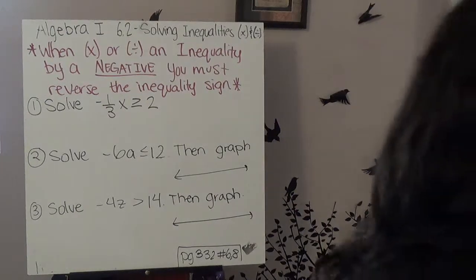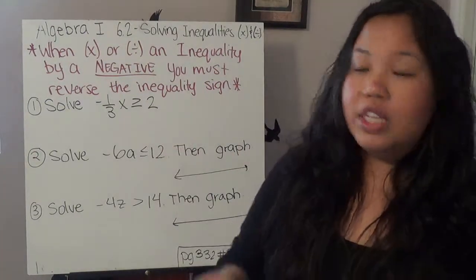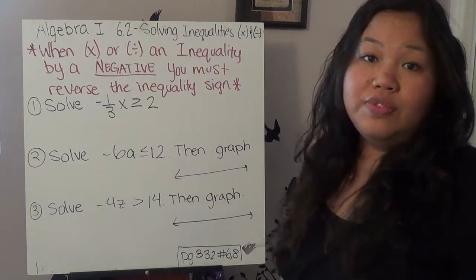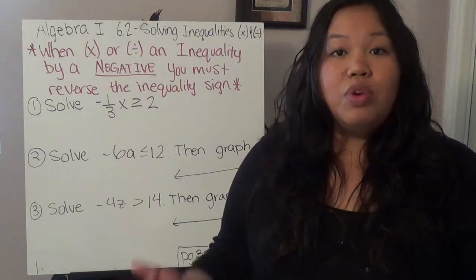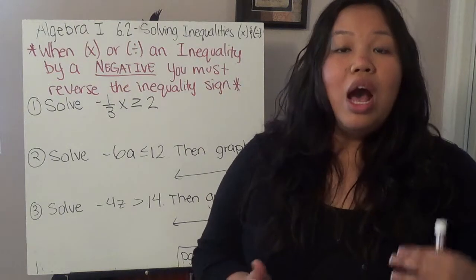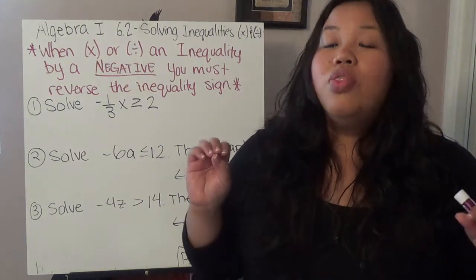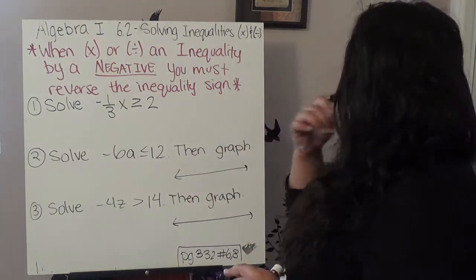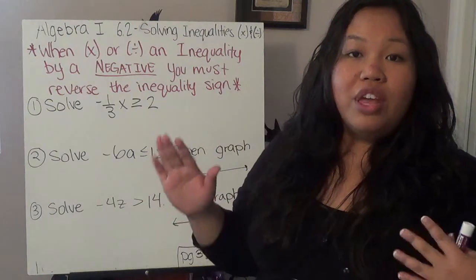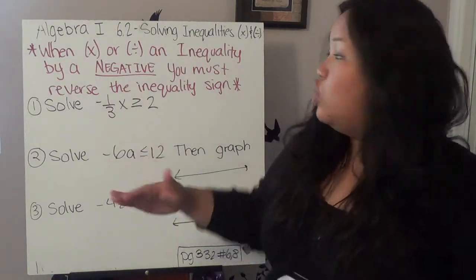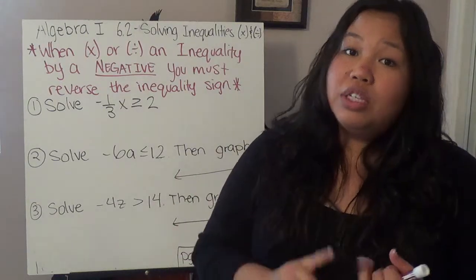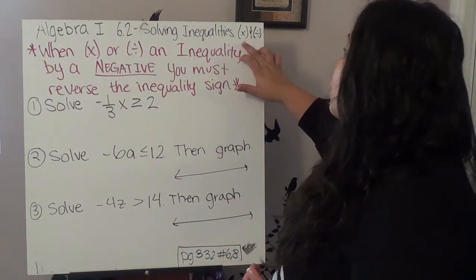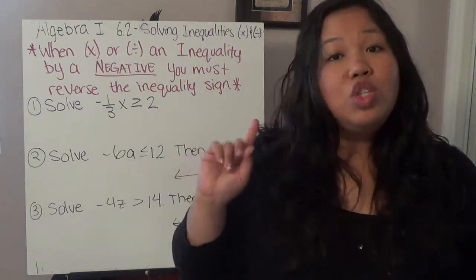Algebra 1 6.2, we're dealing with solving inequalities with multiplication and division. The last section we dealt with was just addition and subtraction. When you're solving with addition and subtraction, I told you in the last video that all of the rules apply, if you pretend it's an equal sign. So you treat the inequality just like an equal sign. But again, that's only when you add or subtract. When you multiply and divide, there's one twist to it.